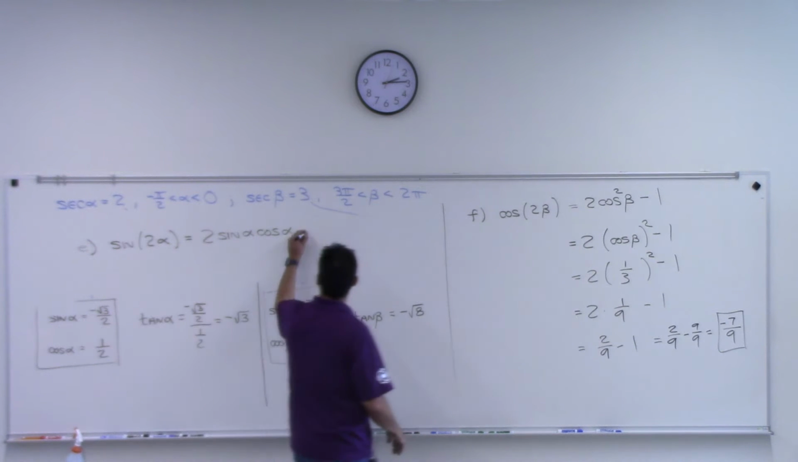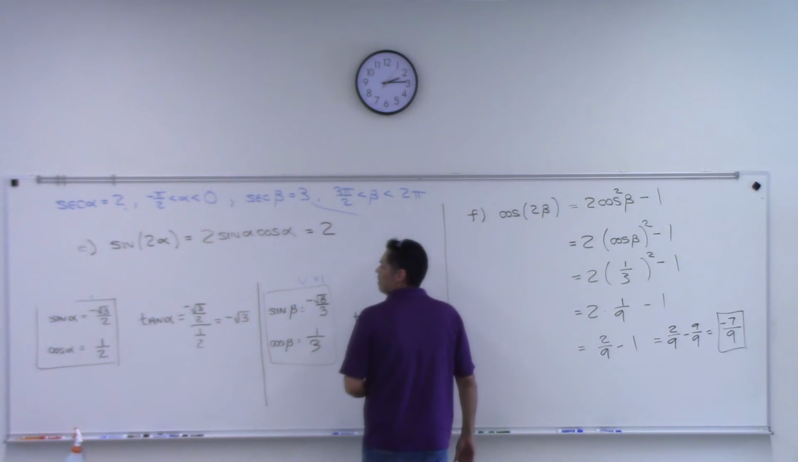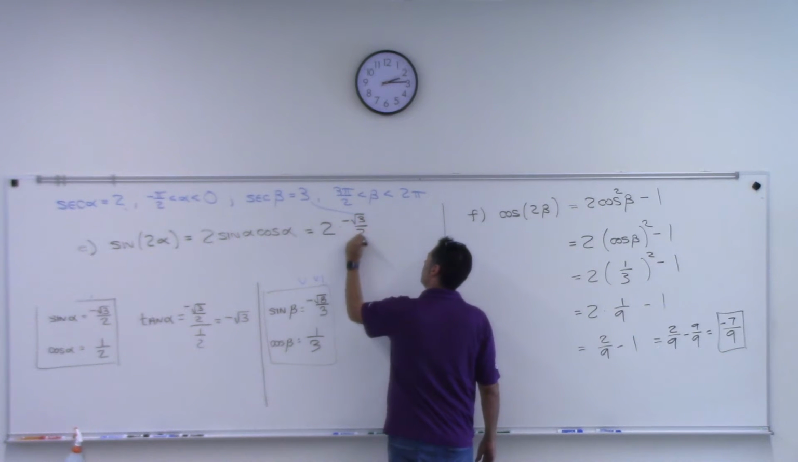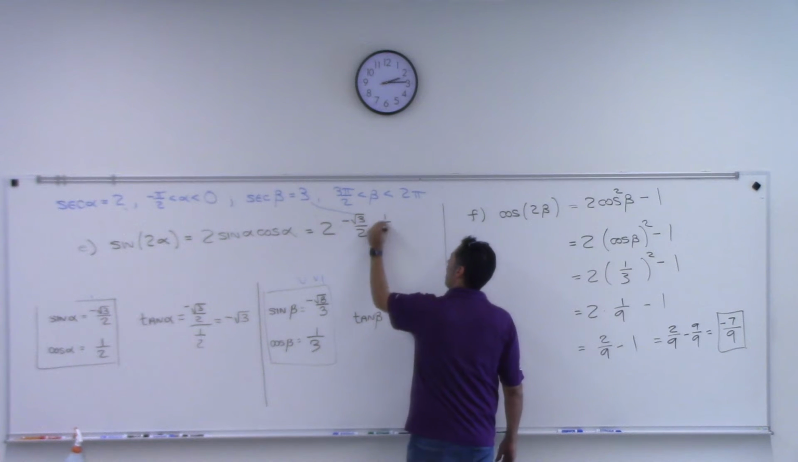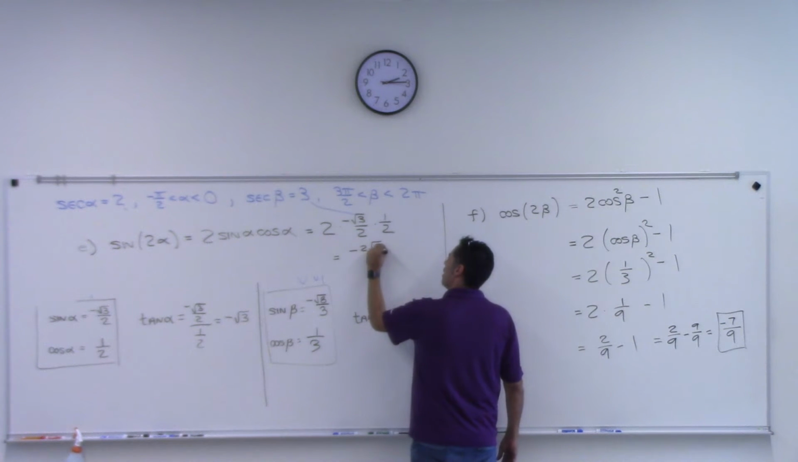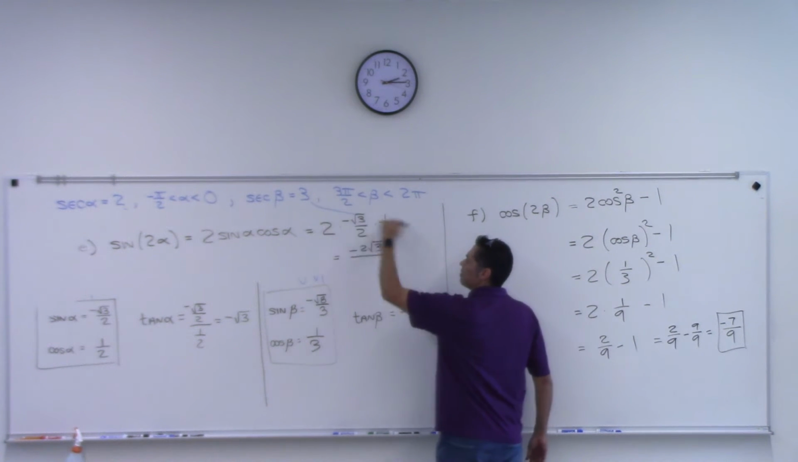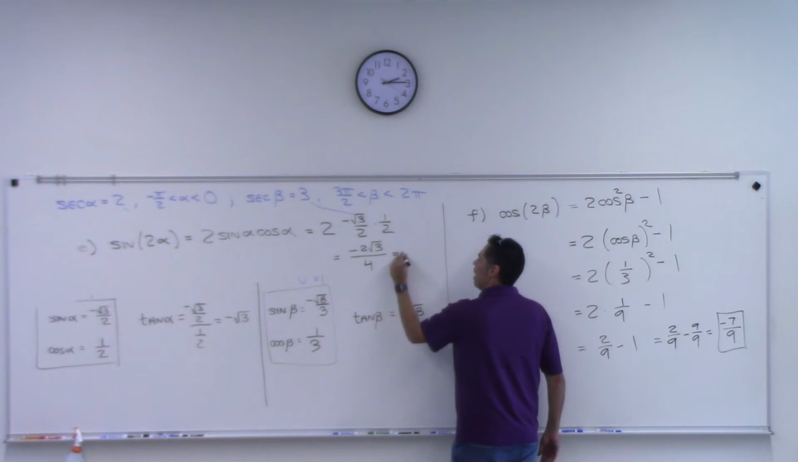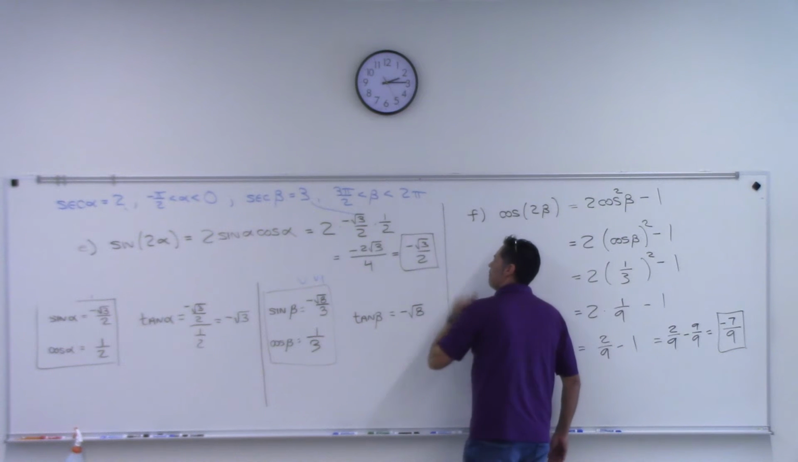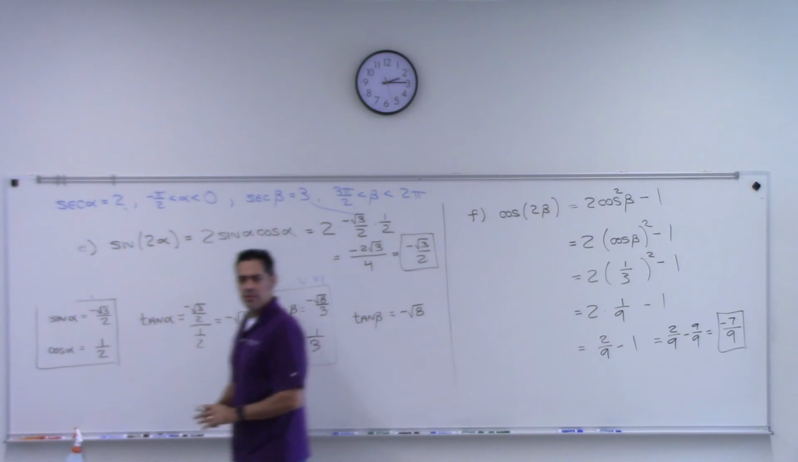All right, this should become 2, let's see, sine of alpha is negative root 3 over 2, and then cosine alpha is 1/2, and this becomes negative 2 root 3 when you multiply across the top over 4, and that becomes negative root 3 over 2, because that fraction reduces.